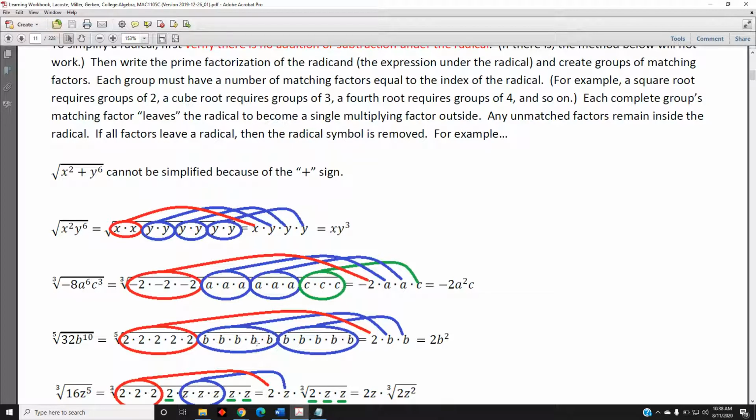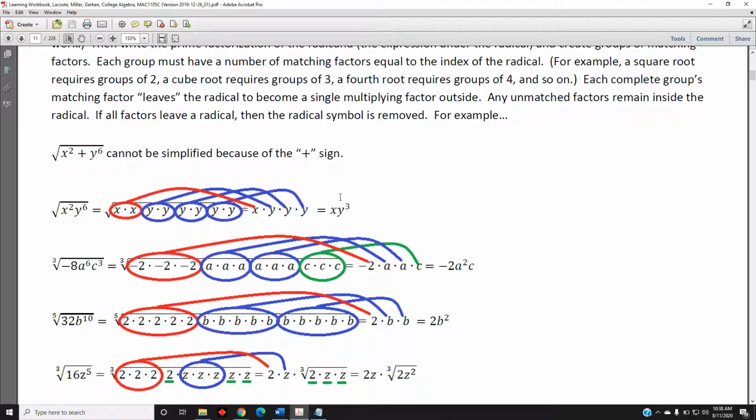This inspires a shortcut that you'll probably learn to use when simplifying radicals. But let's continue. Each group sends one factor out, so we get a 2, a b, and a second b. Putting these all together, we get the simplified result, 2b squared. Now, in all of the examples we've talked about so far, we had perfect groups. But what if that's not the case? What happens then? Well, let's look at this cube root.